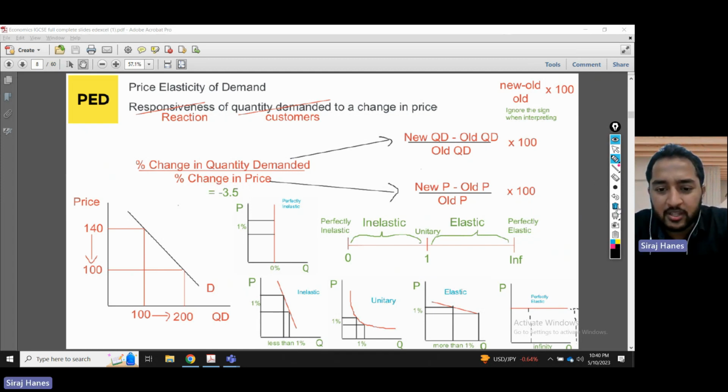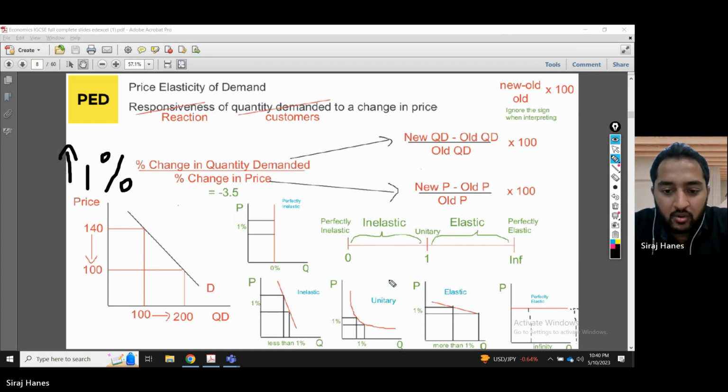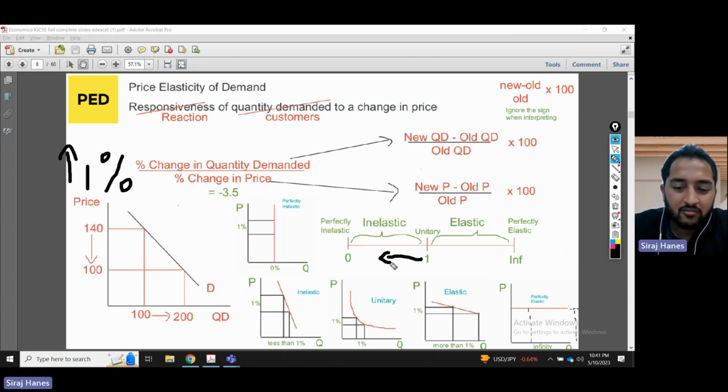We're not changing our price by 3.5. For every 1% that we raise our price, how many customers would leave us? Now, it's a minus figure, so customers would leave us. Is it less than 1%? So we raise our price by, let's say, 100 rupees or 100%. Less than 100% of customers leave us. Not many, few people are leaving us. So it's okay. Or is it more than one?